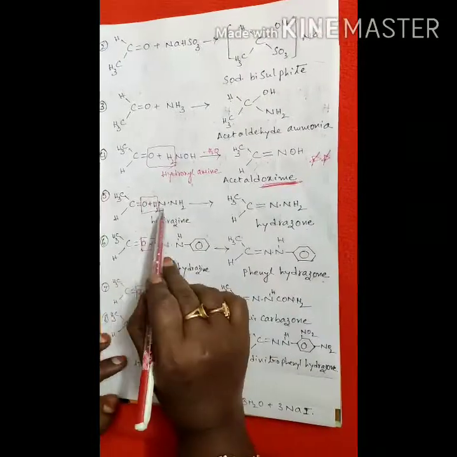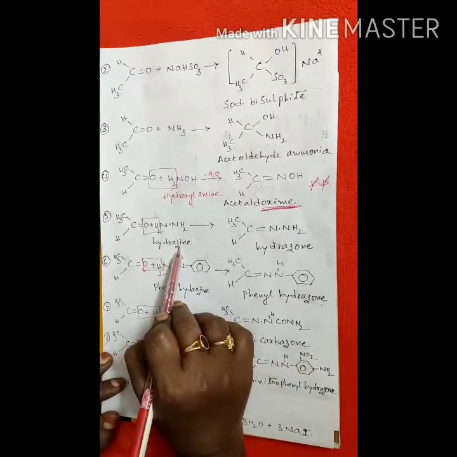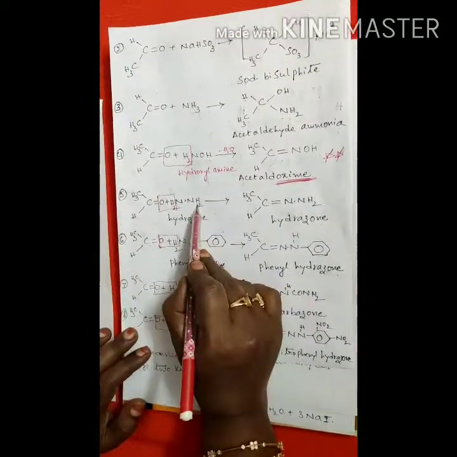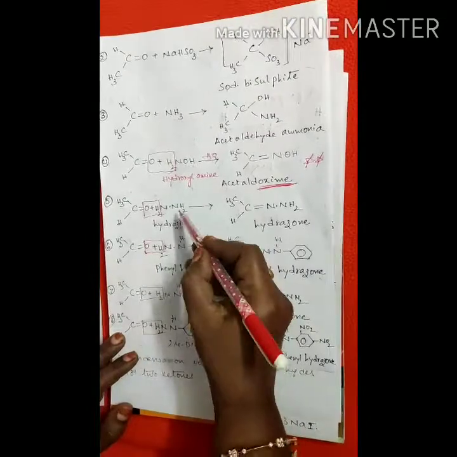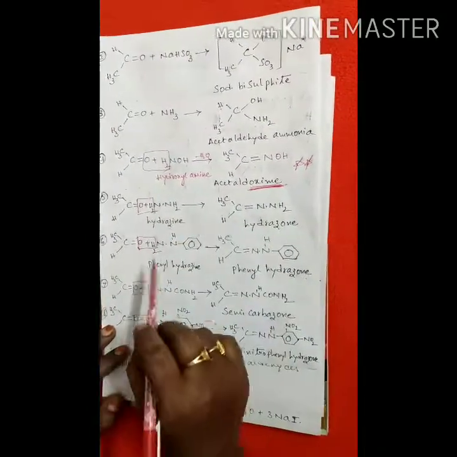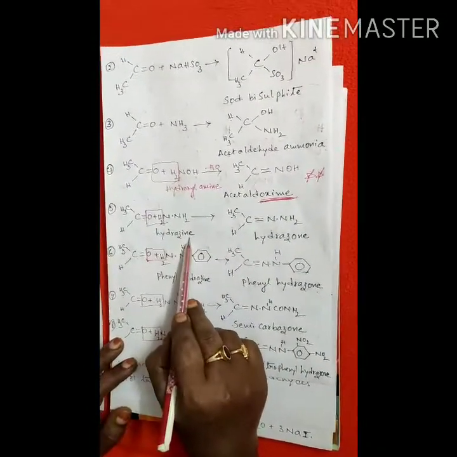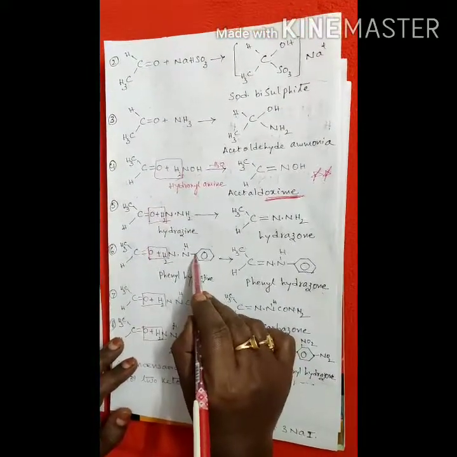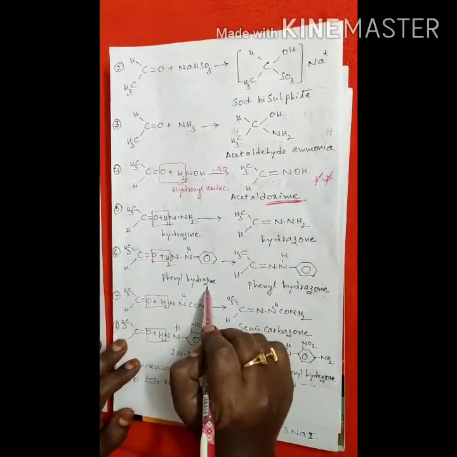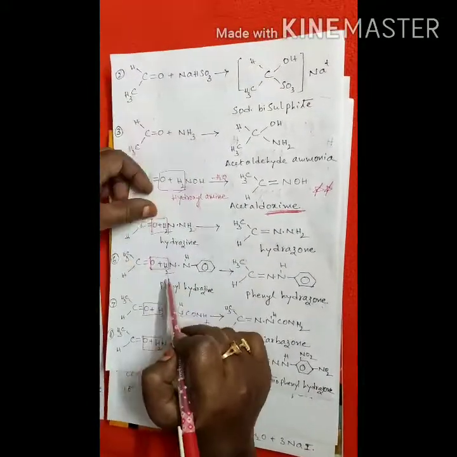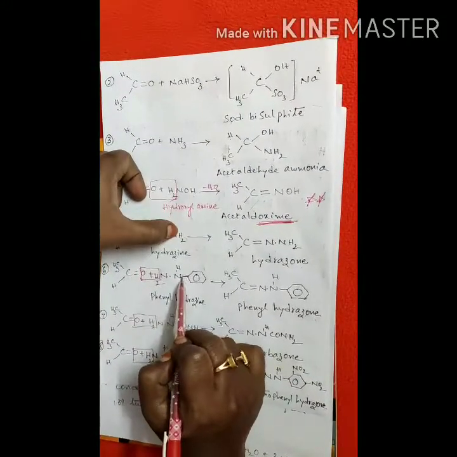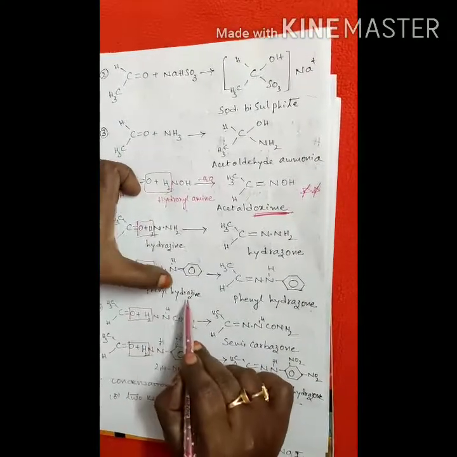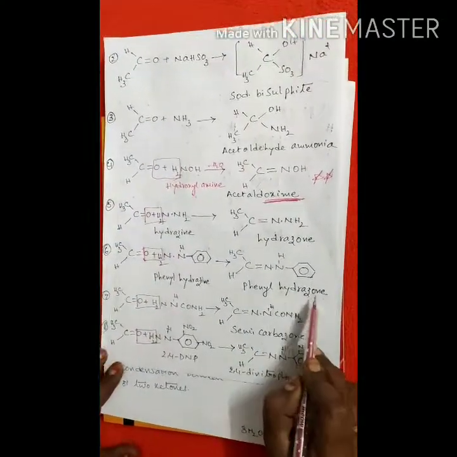The remaining are very easy. NH2NH2 is hydrazine, and the product is hydrazone. If you know the structure of hydrazine, you can remember the structures easily. NH2NH2 is known as hydrazine. If one of the hydrogens is replaced with C6H5, that is a phenyl group, then it is known as phenylhydrazine. So hydrazine, NH2, NH, and in place of one hydrogen we add a C6H5 phenyl group. The name of the compound is phenylhydrazine, and the formed product is phenylhydrazone.